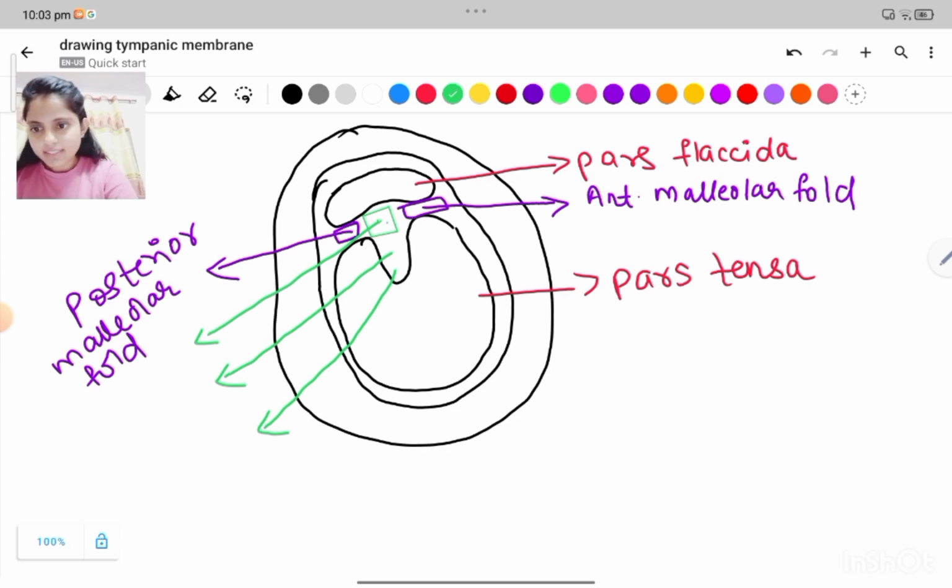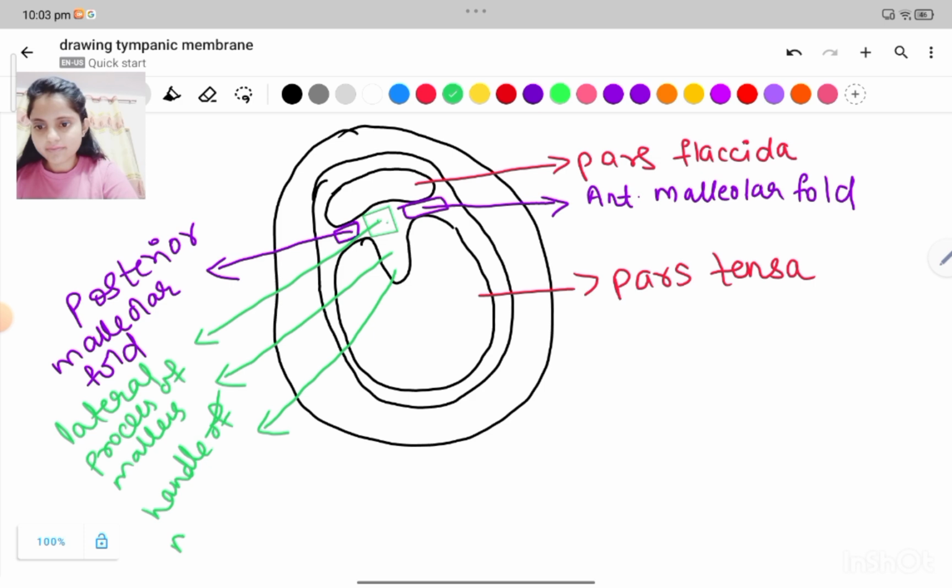In the middle, there is the lateral process of malleus. This is the handle of malleus. This is the umbo.